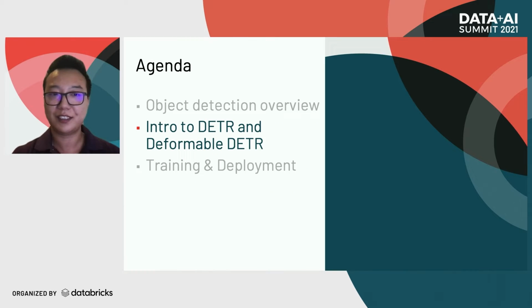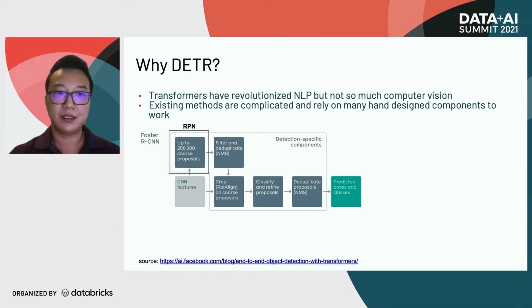Okay, so let's jump into the DETR and Deformable DETR models. The first question that you might have is, why should we care about DETR? The main innovation of DETR is it replaces a lot of the custom components in existing object detection networks with transformers and simplifies these pipelines significantly. We've seen transformers have revolutionized NLP, but not so much computer vision. So it's a natural question to ask whether transformers are also applicable to computer vision.